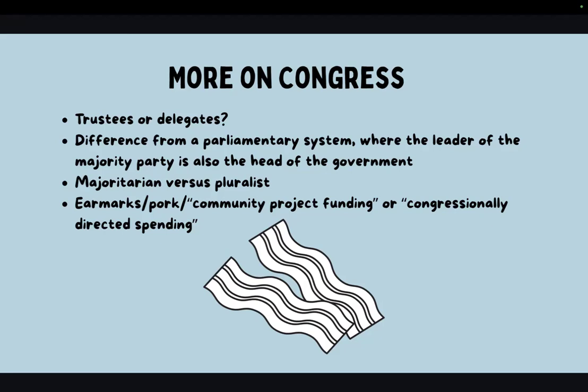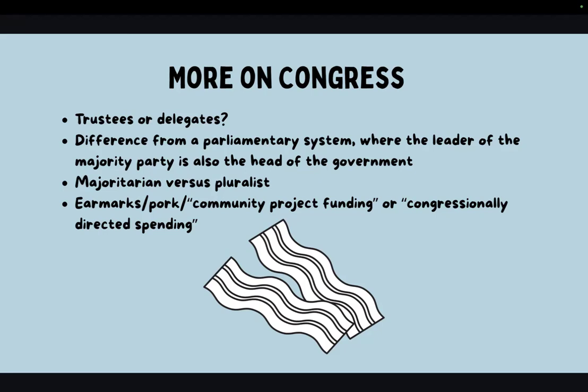The United Kingdom is a parliamentary system, so they don't directly vote for their prime minister. And so that is different. Some countries have a prime minister and a president. We just have the president, no prime minister, because we're not a parliamentary system. But if we were, then probably the majority leader in Congress would be our prime minister.